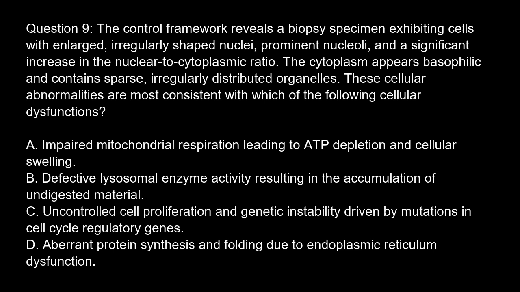Option A. Impaired mitochondrial respiration leading to ATP depletion and cellular swelling. Option B. Defective lysosomal enzyme activity resulting in the accumulation of undigested material. Option C. Uncontrolled cell proliferation and genetic instability driven by mutations in cell cycle regulatory genes. Option D. Aberrant protein synthesis and folding due to endoplasmic reticulum dysfunction.